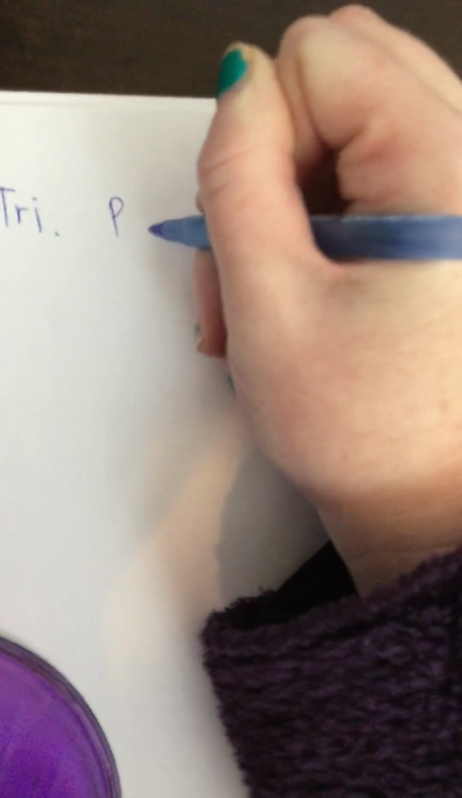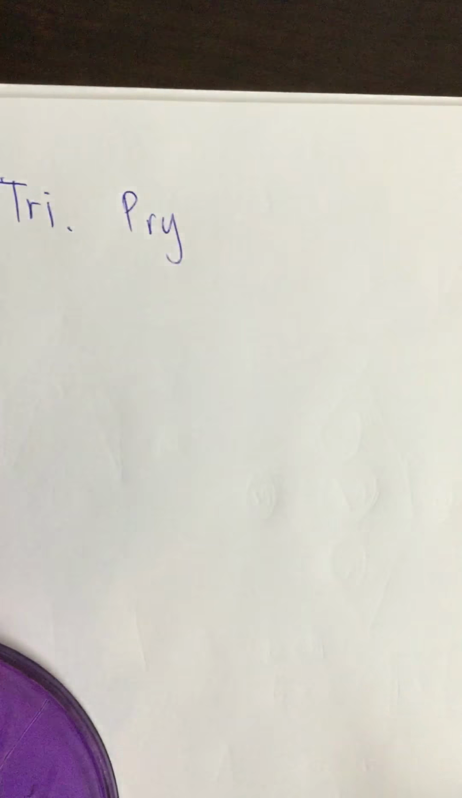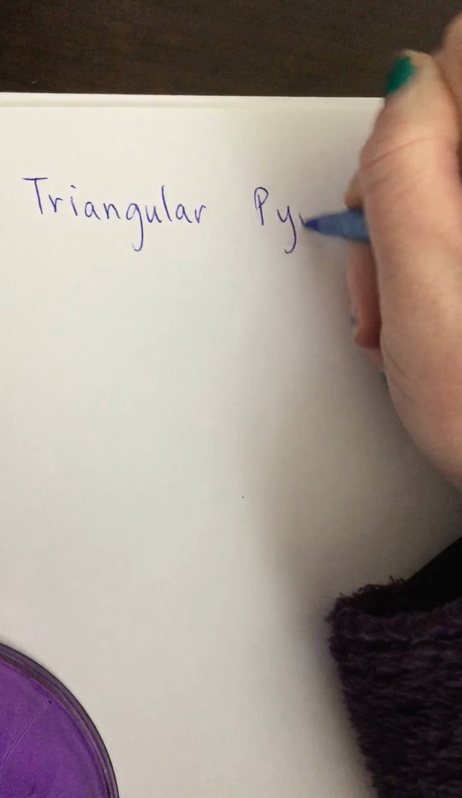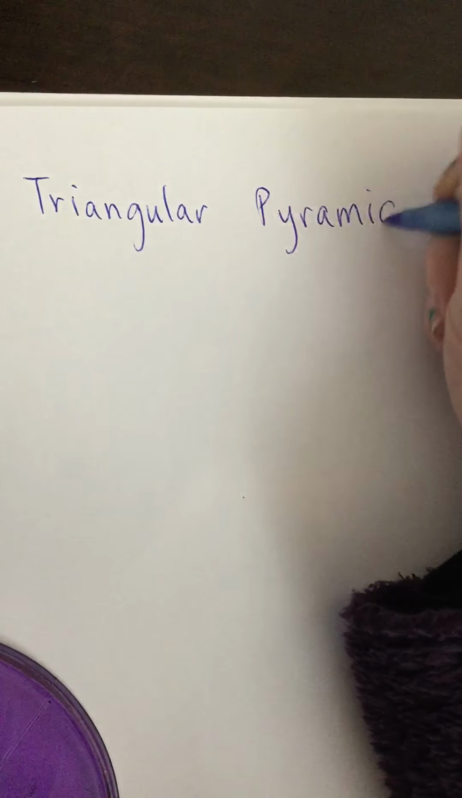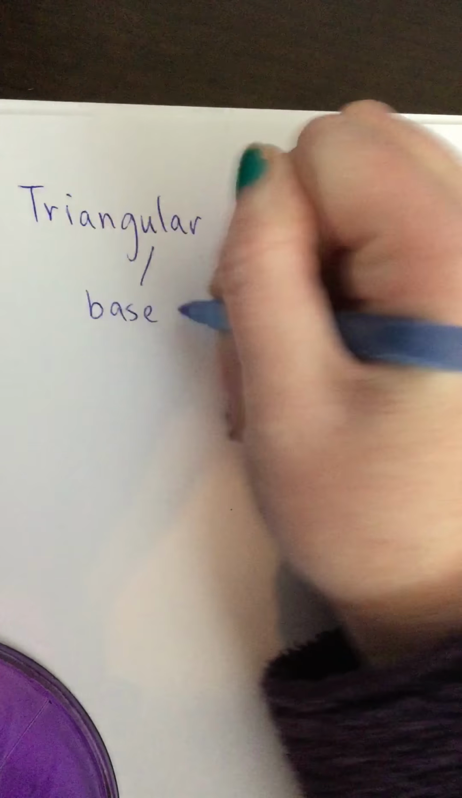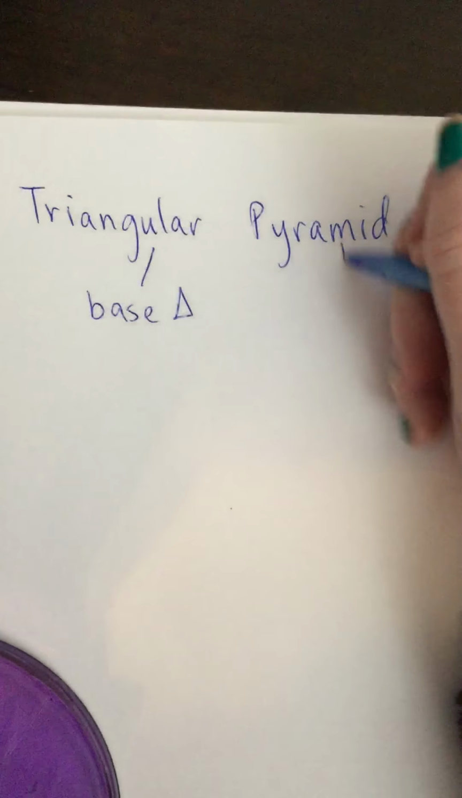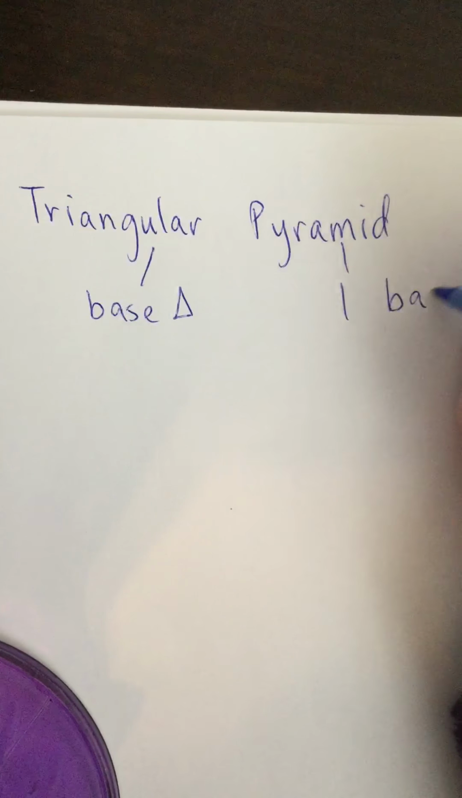let me write that down. Did I spell that wrong? I did. Oh, man. Let me get a new, hold on. Let me turn it upside down. All right, with a triangular pyramid, let me make sure I spell it correctly. P-Y. Oh, there we go. With a triangular pyramid, we are going to have the base is going to be a triangle. Okay, and a pyramid means it has one base.